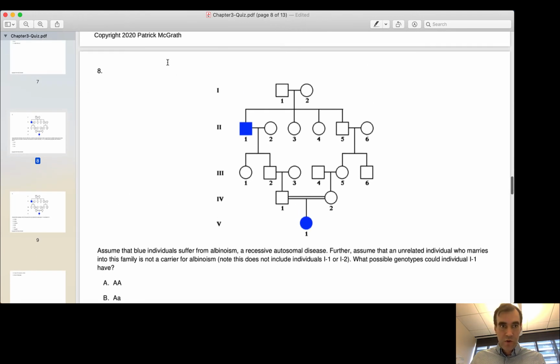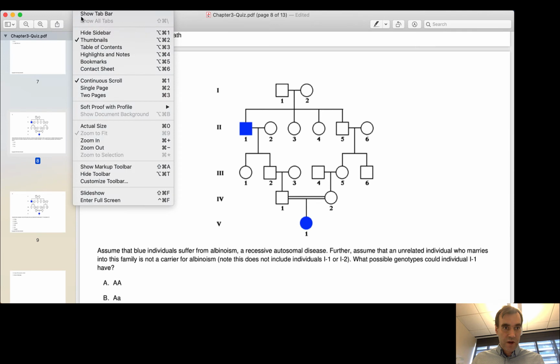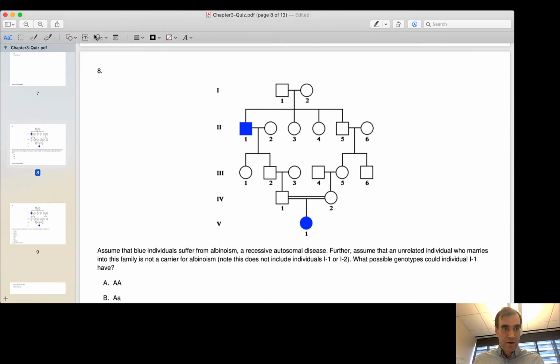So we will simply write out all of the individuals that we know with certainty what their genotype is. So these are the easiest. It's a recessive autosomal disease, so we'll just use little a to designate people that have albinism. So individual 2-1 has albinism, and individual 5-1. And so we know their genotype must be little a.